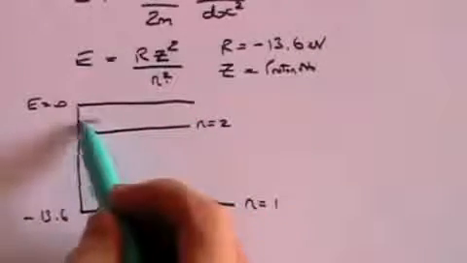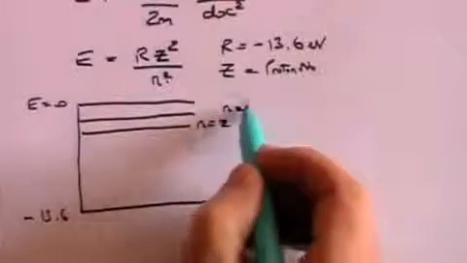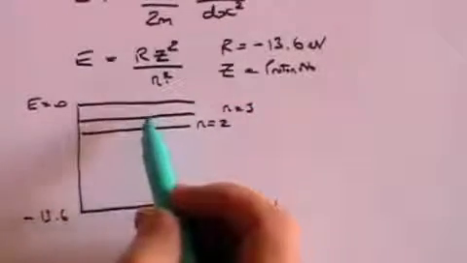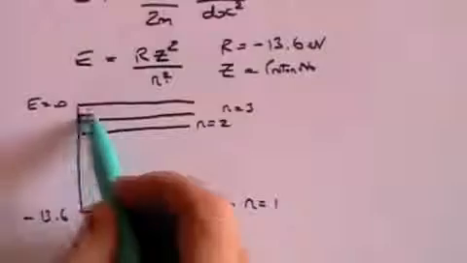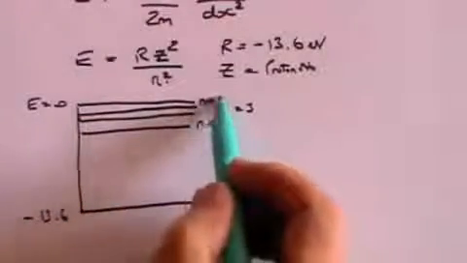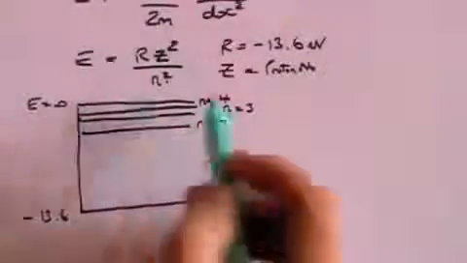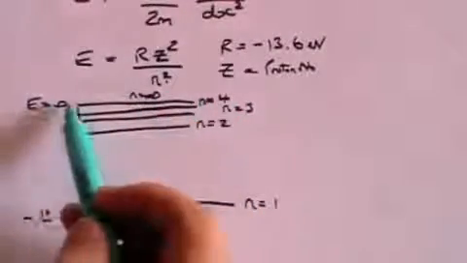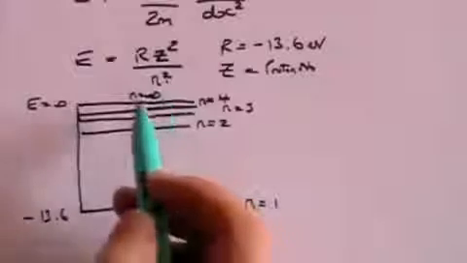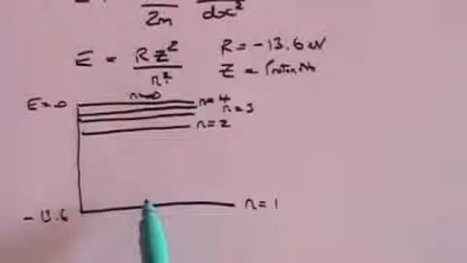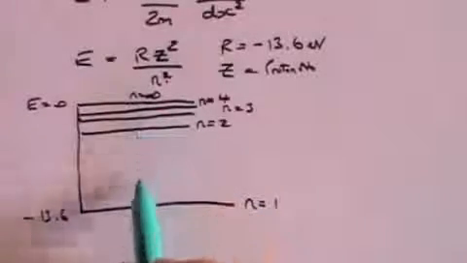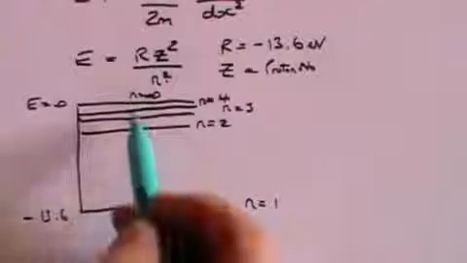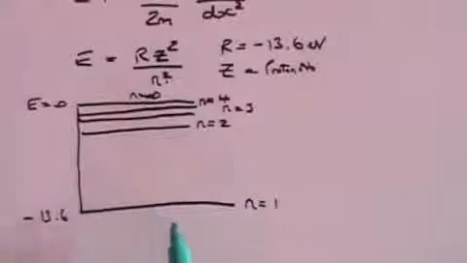And if N is 3, then you will only get a ninth of the energy, and so on. If N is 4, you'll only get a 16th. All the way up to when N is infinity, the energy is 0, and the electron is no longer bound to the atom. This is called the binding energy, and it's negative because you have to give that electron energy to get it out of the atom.